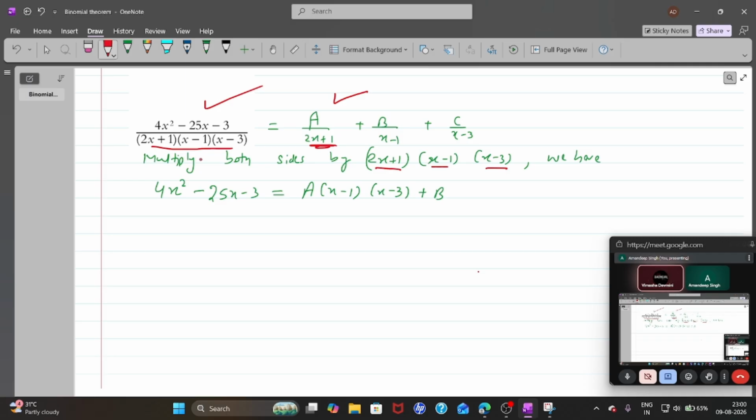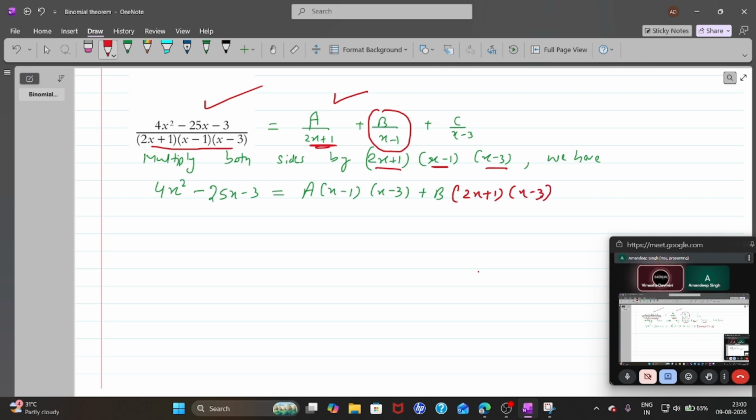Okay, let me write all the steps first. I mean the full steps first, and after that maybe you will understand. Otherwise, I'll explain again. See, I'm multiplying this second factor by these three linear factors. So x minus 1 will get cancelled, and I will be left with 2x plus 1 and x minus 3.